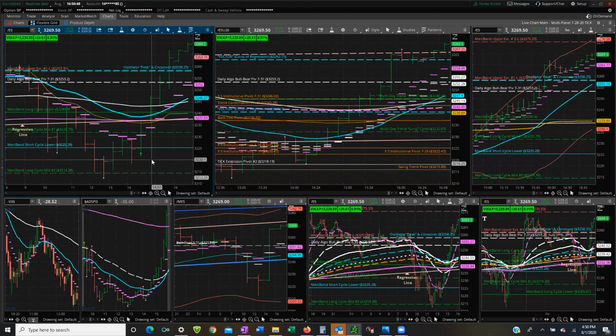One of the cardinal rules in our system is always know where the matrix pivot is, because the rule is real simple. When price is below the matrix pivot, you only have two choices: either you're short or you're flat, period. When price gets acceptance above, and I don't mean just pokes its little head a couple ticks above, when you get price acceptance above the matrix pivot, you've got two choices: you're either long or you're flat.